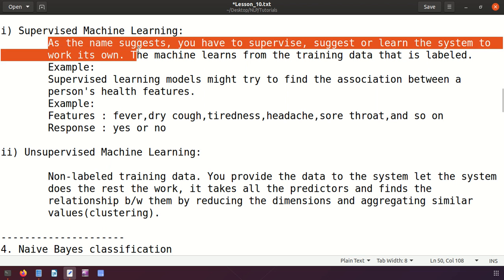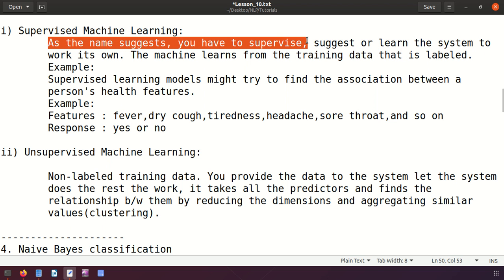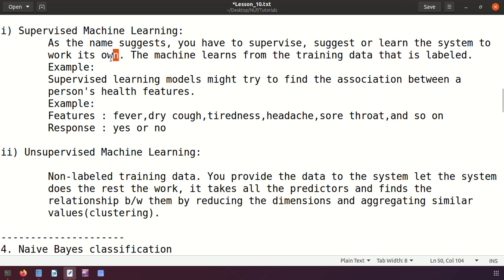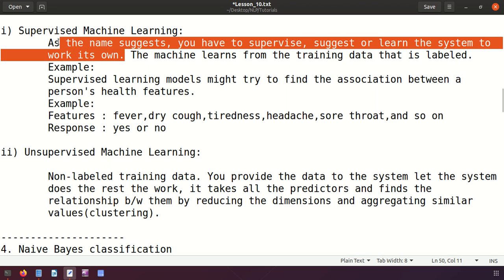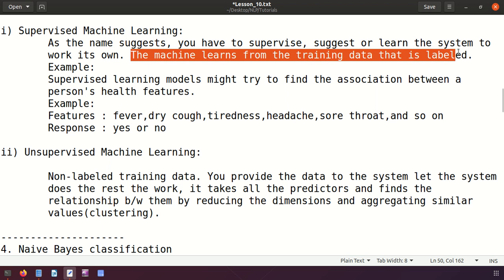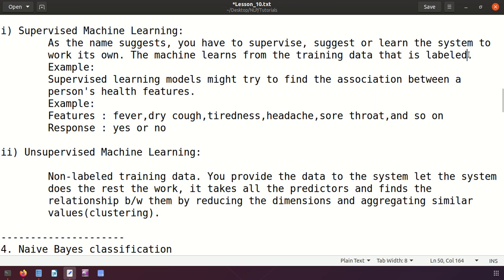Supervised, as the name suggests, means you have to supervise the machine, suggest or teach the system instead of letting it work on its own. So here the user is involved while training the machine. The machine learns from the training data that is labeled. This is another important thing, friends. In supervised machine learning, we need labeled data, both for training and also for testing.